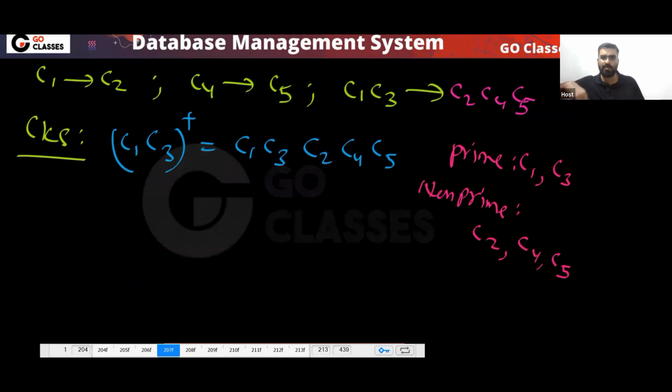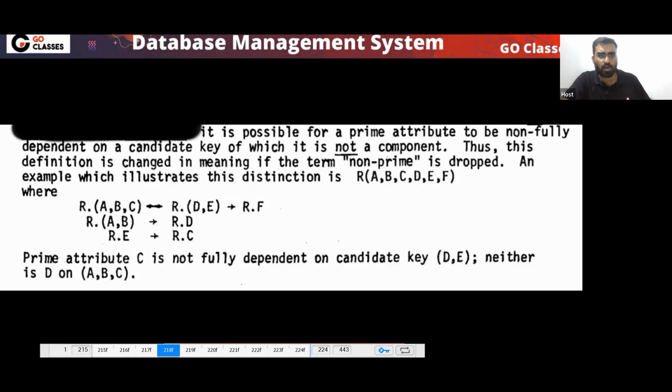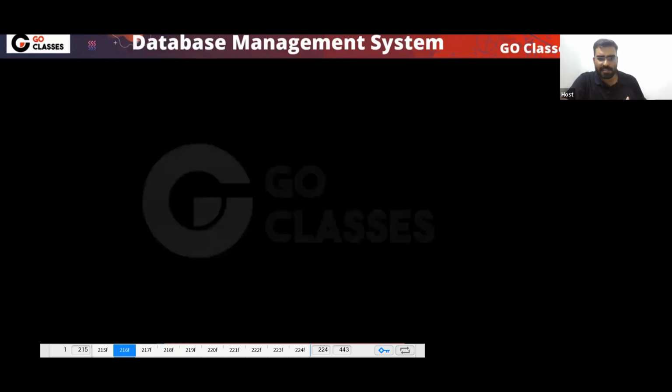Let me know, is this clear to everyone? So you now have two methods to check 2NF. This is from the course paper. And one thing I want to tell you, some misconceptions that many students have. Let me ask you some questions.